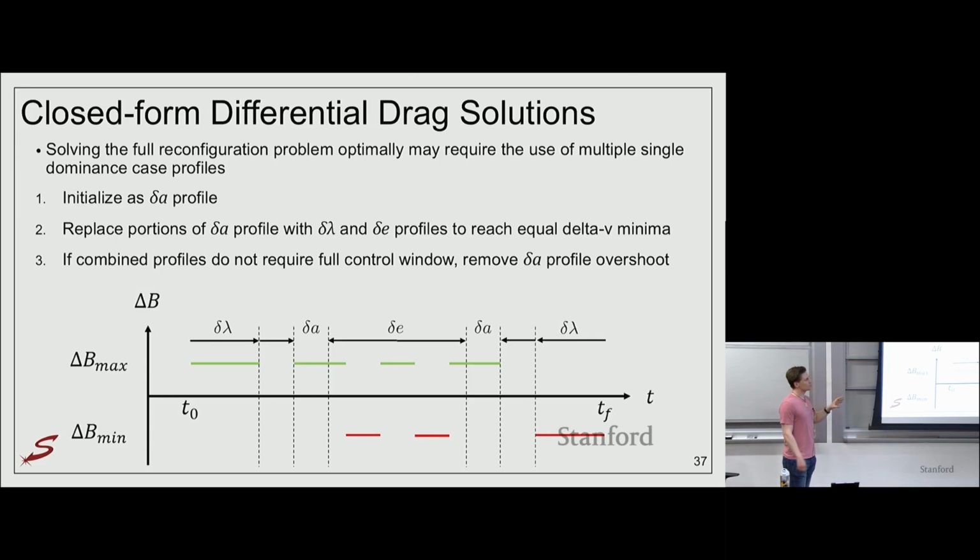The exact mechanics of this, if this is confusing, don't matter as much as you understand that you are simply balancing the effect differential drag has on each dominance case delta V minima, effectively trying to converge almost in a convex way to the single optimal cost of this hybrid control problem.